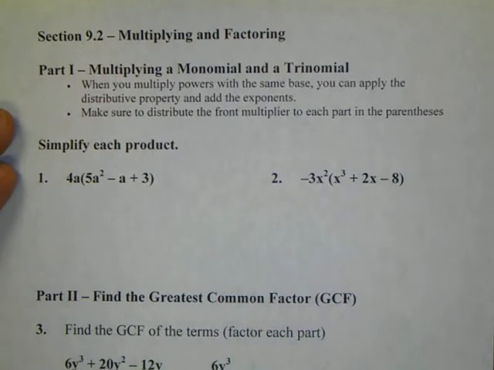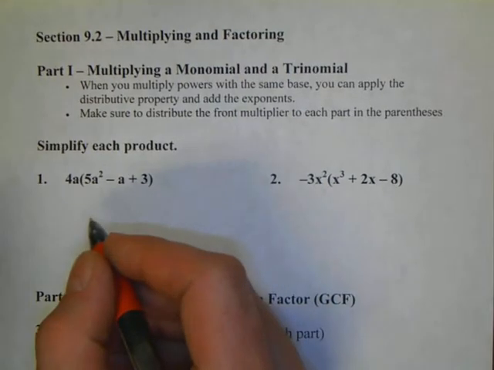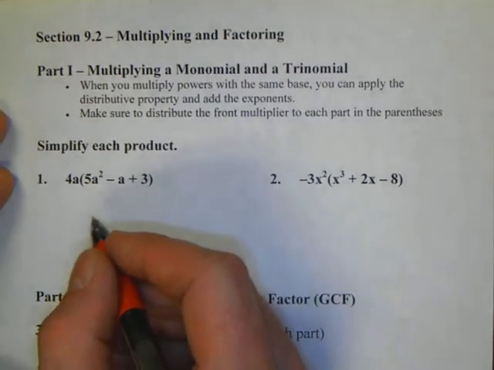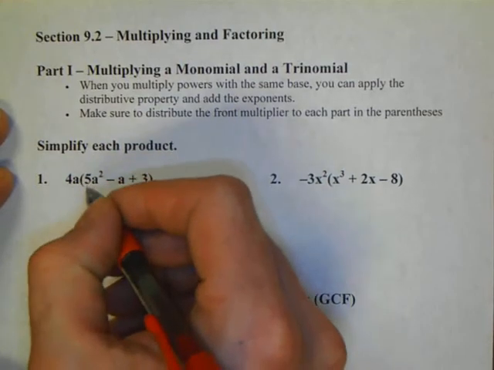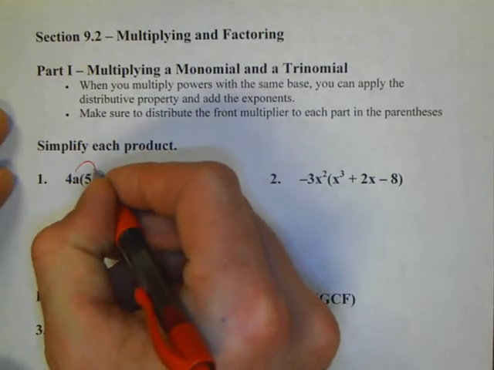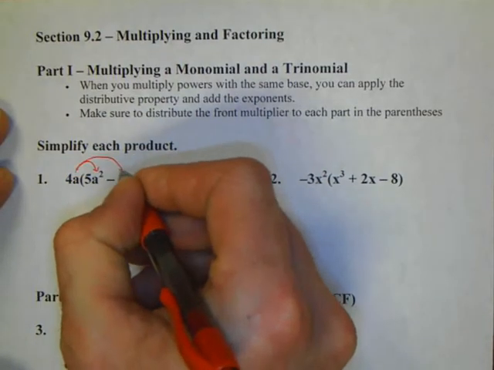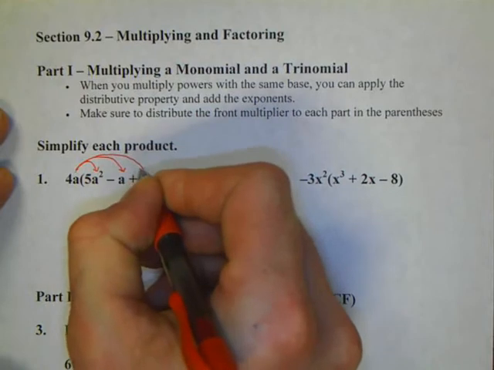All right, thanks, Colin, for that intro. Today we're going to be doing multiplying a monomial and a trinomial. So, as you can see here, we've got this 4a. We're going to distribute it to these three parts in this parentheses.